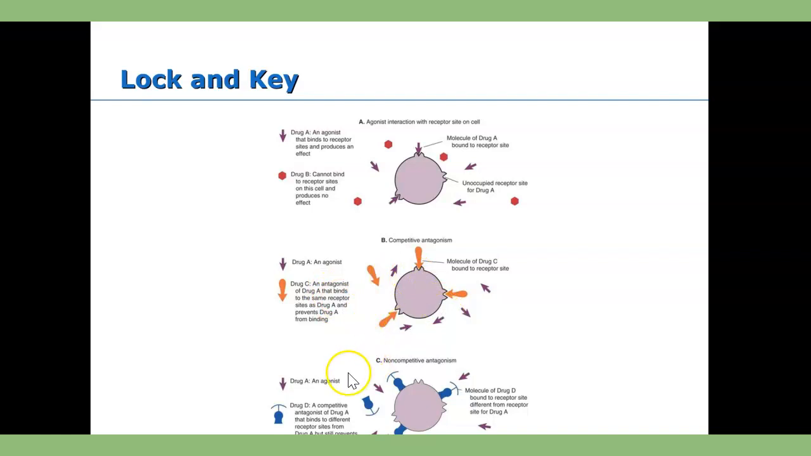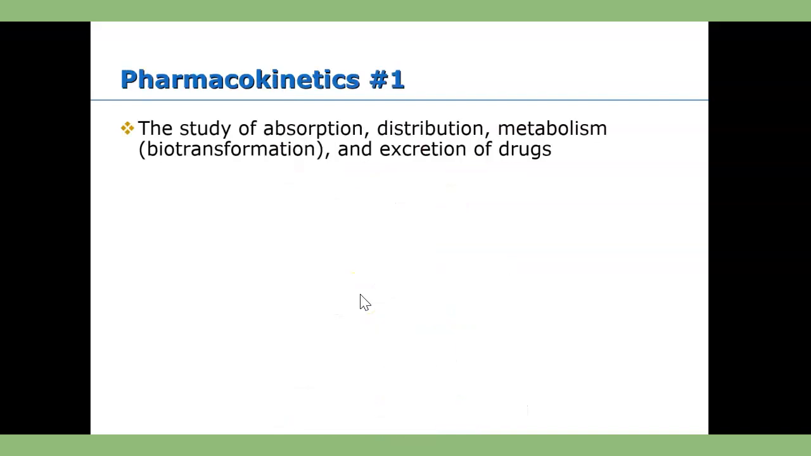Now we have a non-competitive antagonism where you have drug A again. See, it's trying to get on the sites, and it looks like there are some receptor sites available. But you have drug D, a non-competitive antagonist of drug A, that binds to different receptor sites from drug A, but still prevents drug A from binding. So those are just some examples of pharmacodynamics, meaning how the drugs that you take are affecting the cell. How are they binding to the cell? How are they getting into your body?